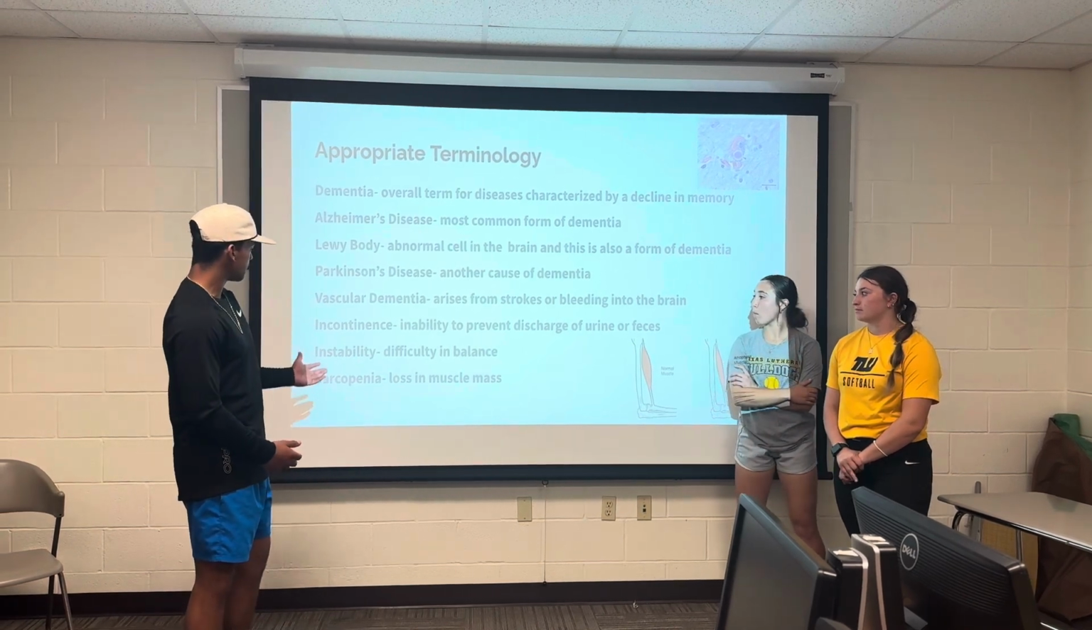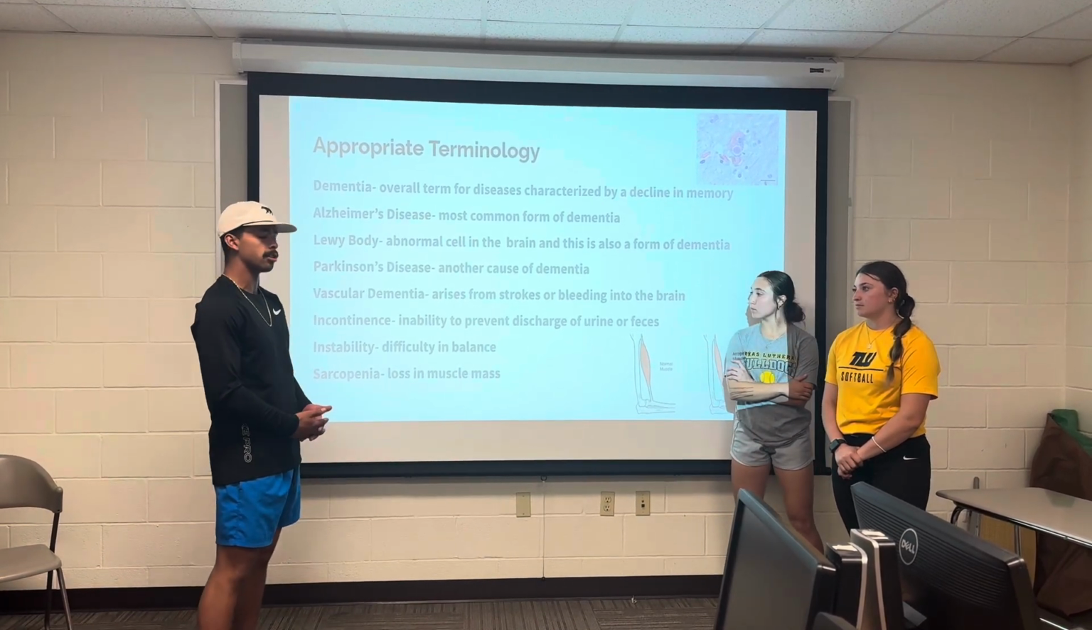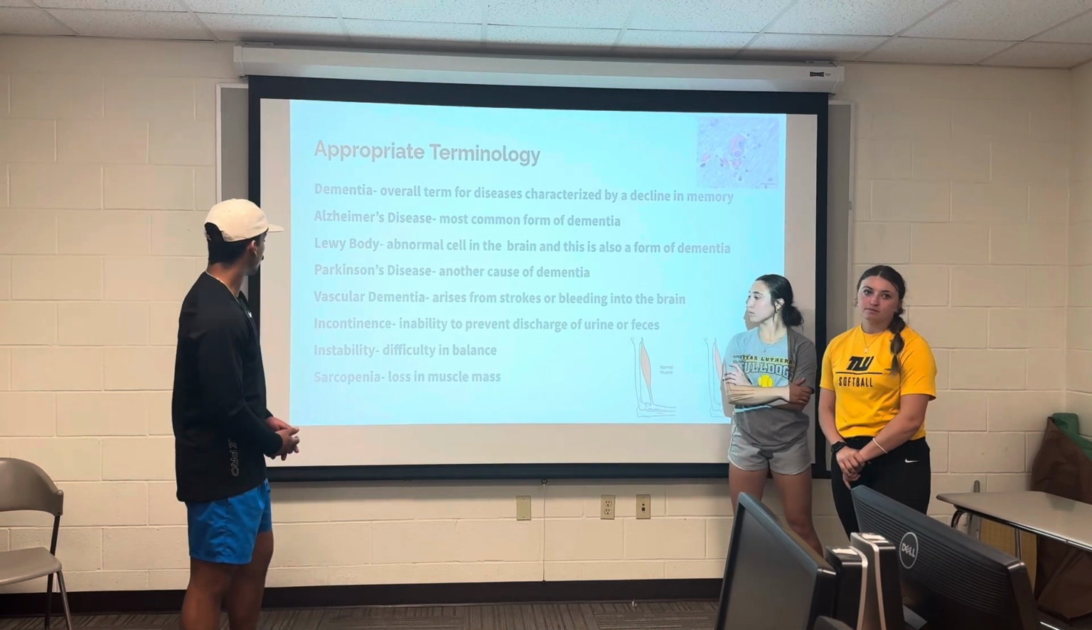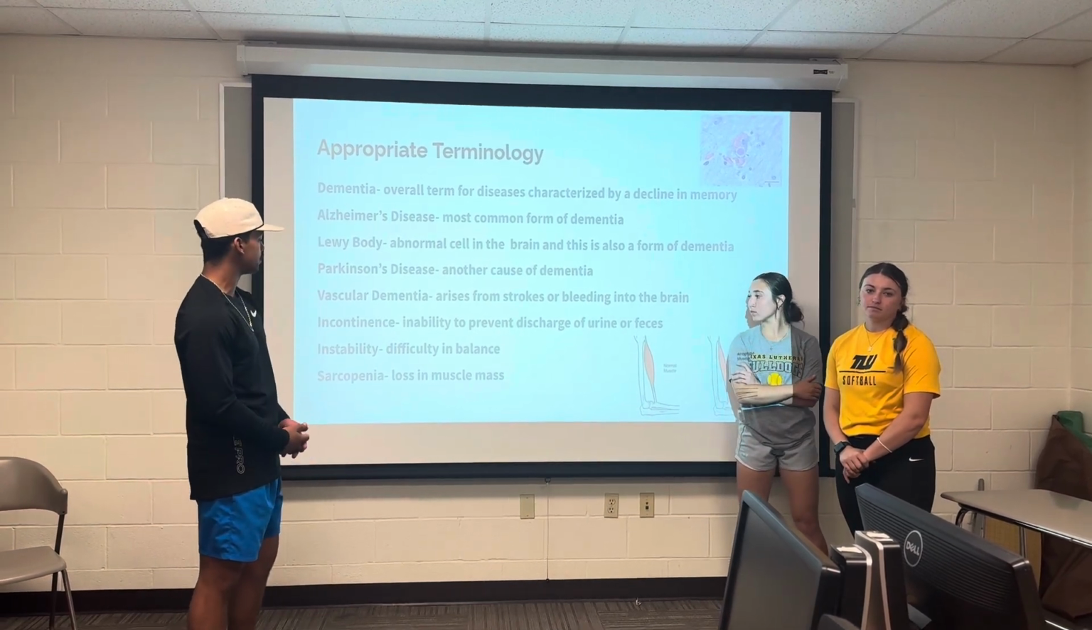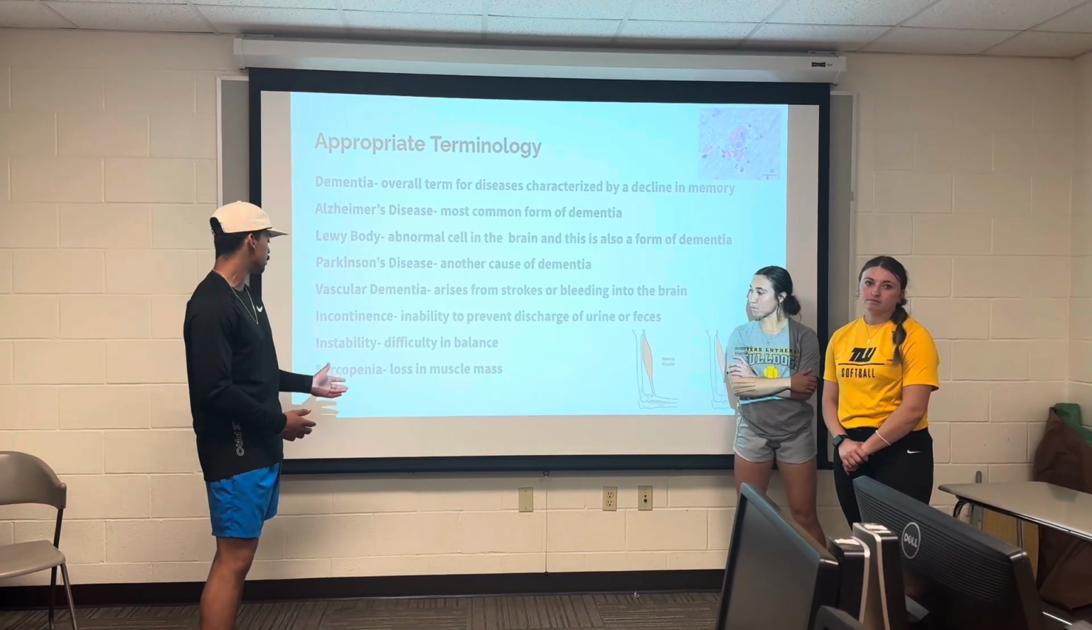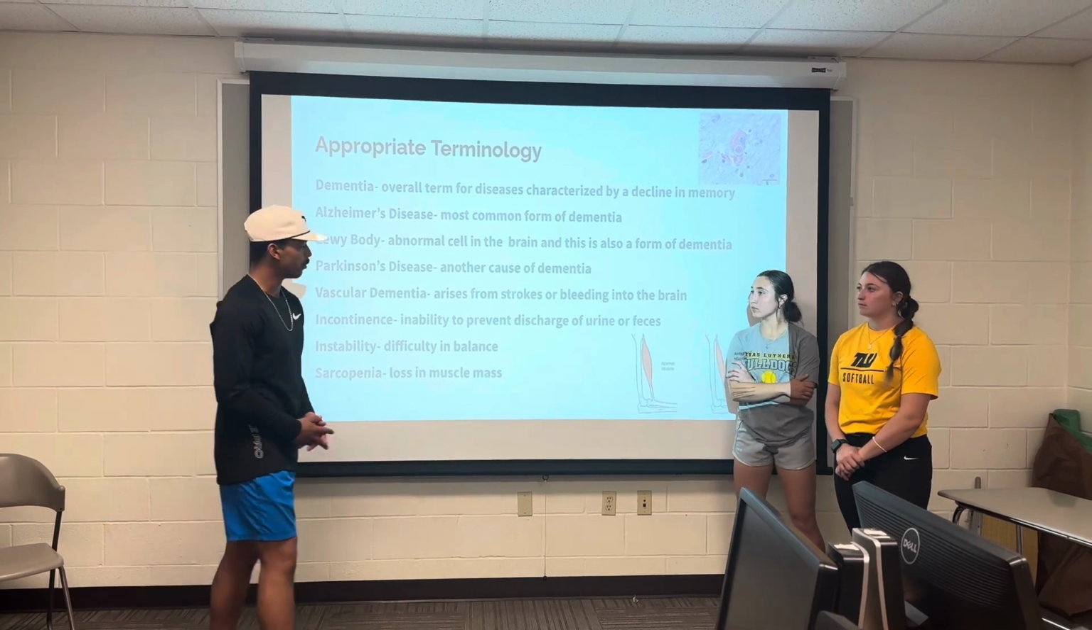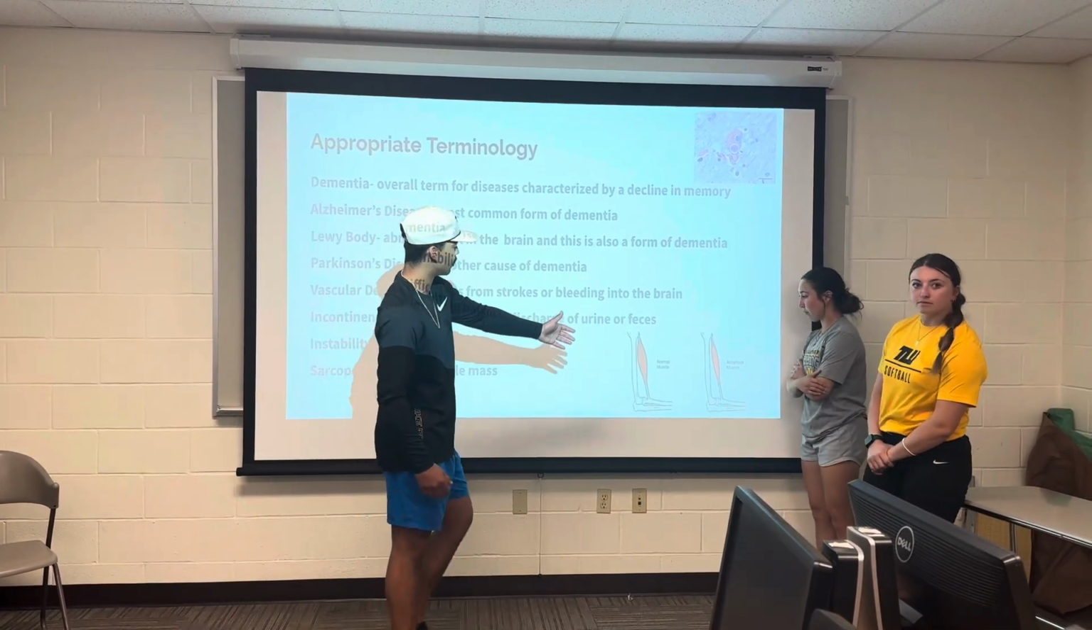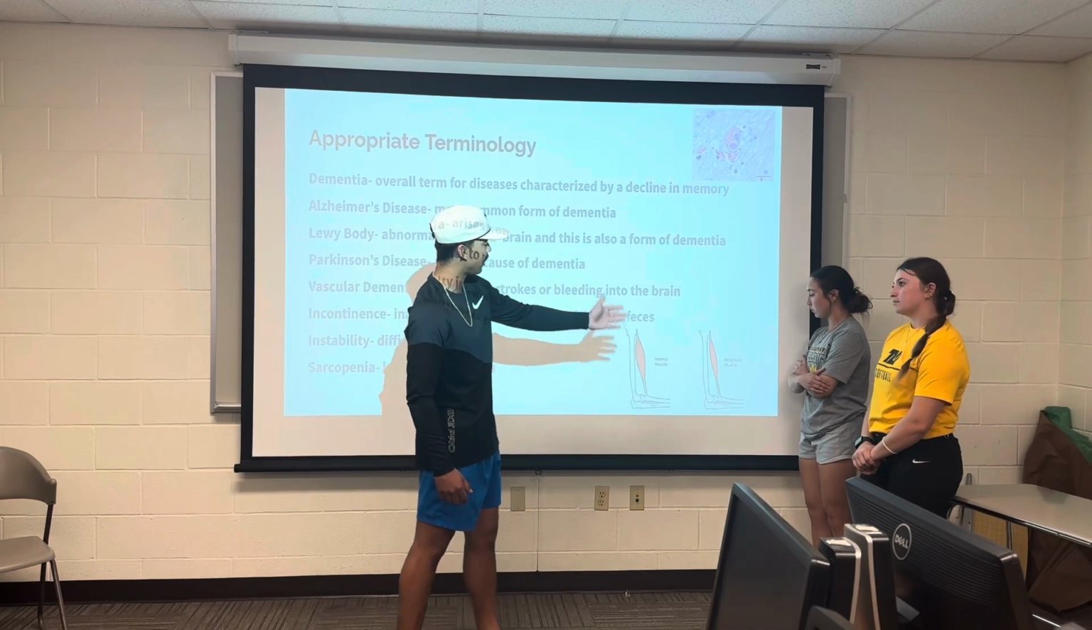We have incontinence, inability to prevent discharge of urine or feces. We have instability, difficulty in balance. And lastly, we have sarcopenia, loss of muscle mass, which is also pictured here in the bottom right corner. We have our normal muscle mass and the atrophied muscle.